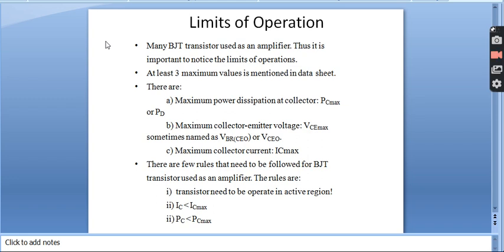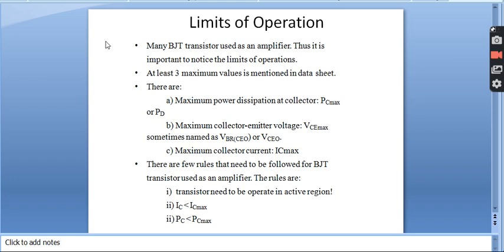So the transistor is used as an amplifier. You have to mention some limitations on operation. So mainly we can consider 3 limitations from the data sheet. Those 3 limitations are maximum power dissipation at collector. Next, maximum collector emitter voltage, that is VCE maximum. Next, maximum collector current, that is IC maximum.